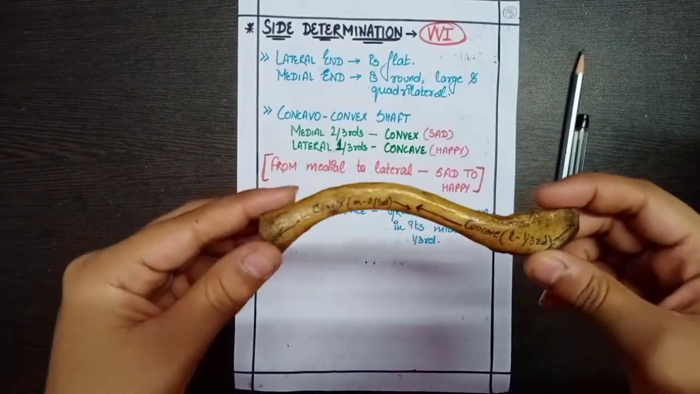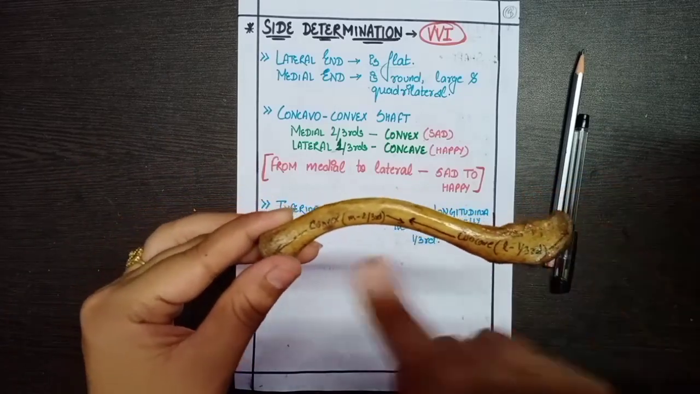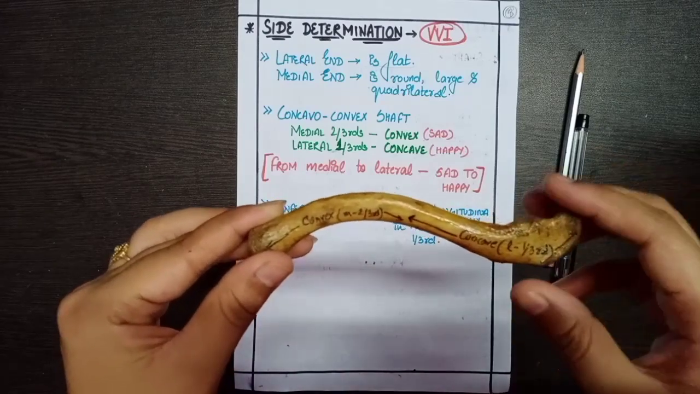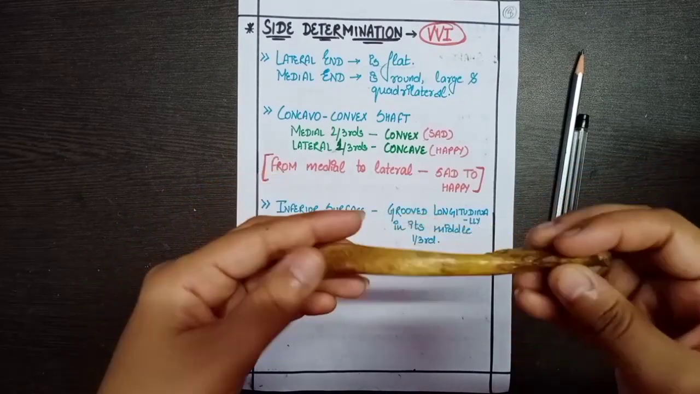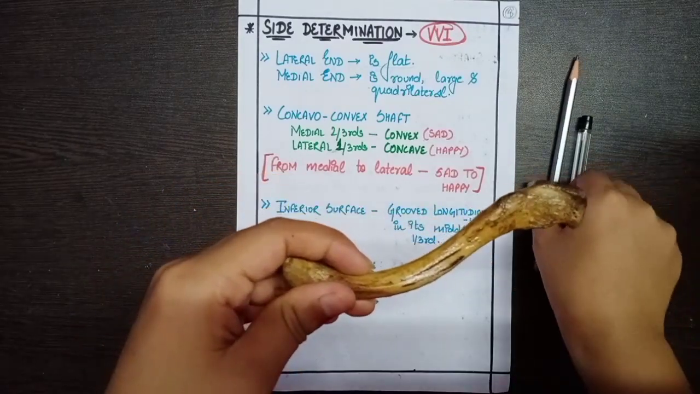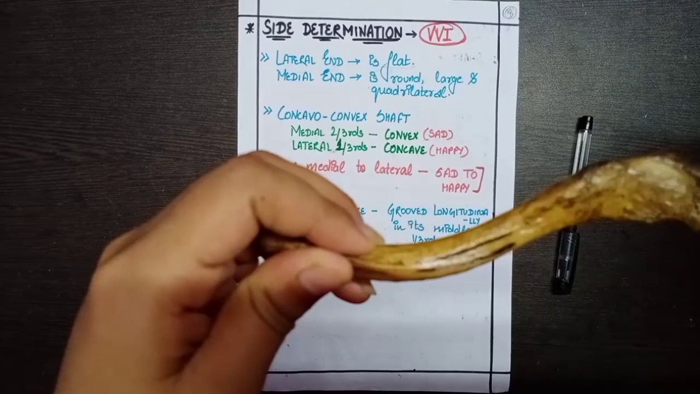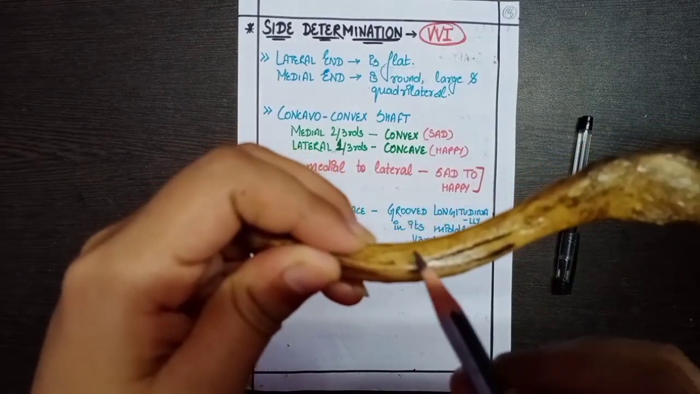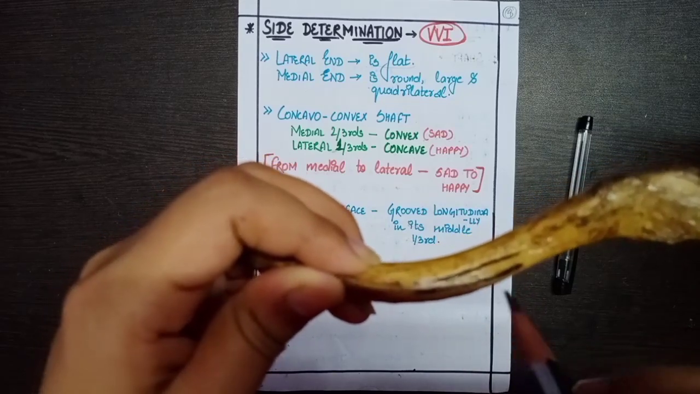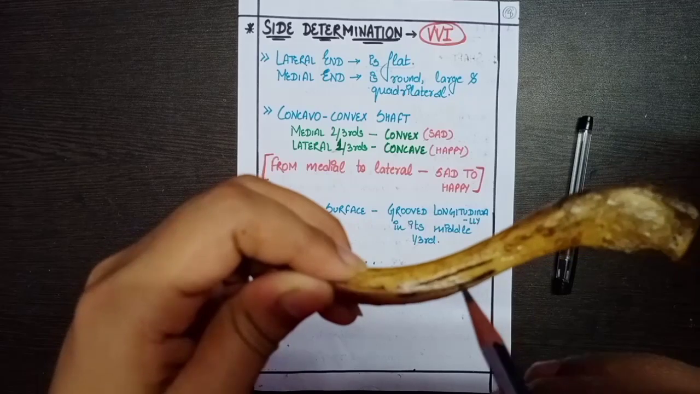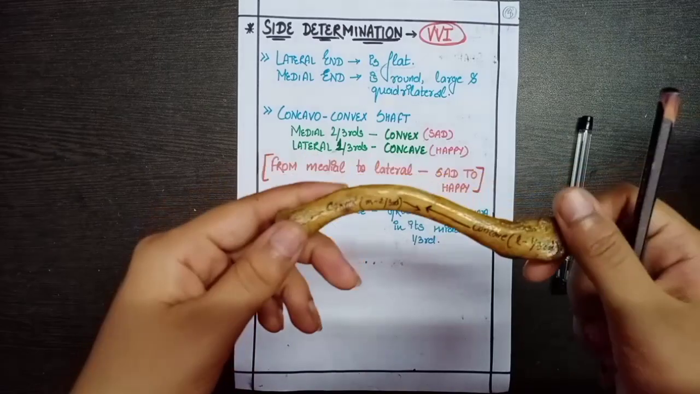Now you have found out that this is the medial side and this is the lateral side. Now how will you find out which is the superior surface and which is the inferior surface? You will just twist and turn the bone and you will find a groove. See, now I have found the groove. Let's go closer and you can see this. This groove is your longitudinal subclavian groove. Wherever this groove is present in your clavicle, that is your inferior surface. That's it, we have found the side determination.